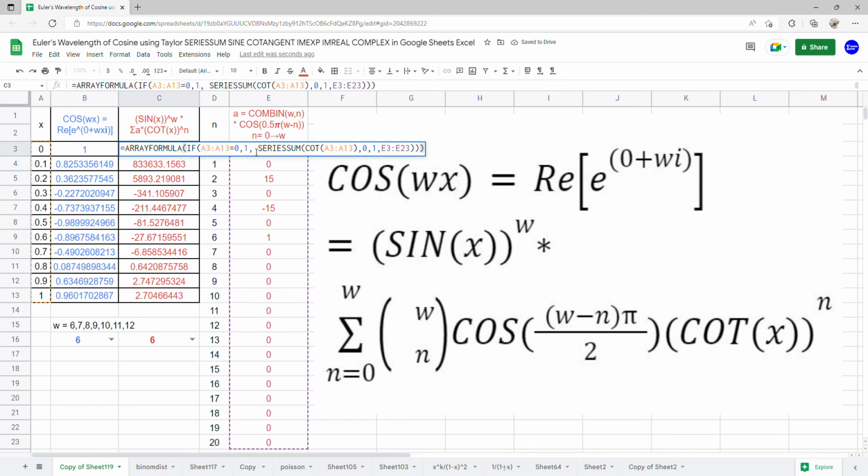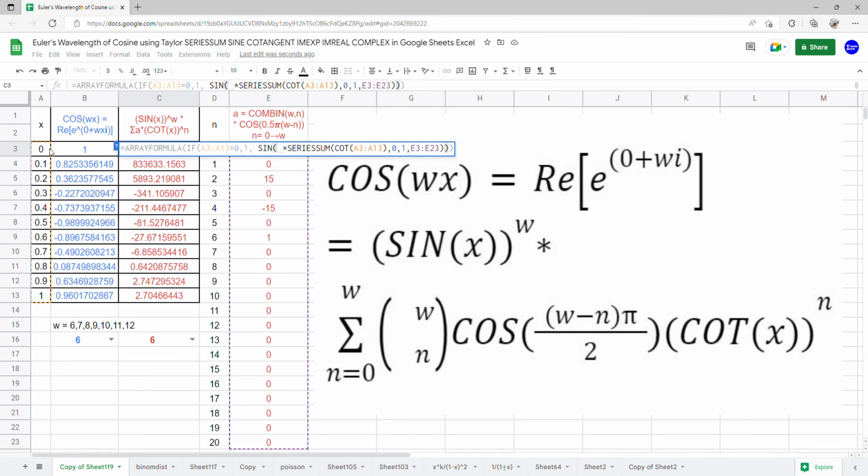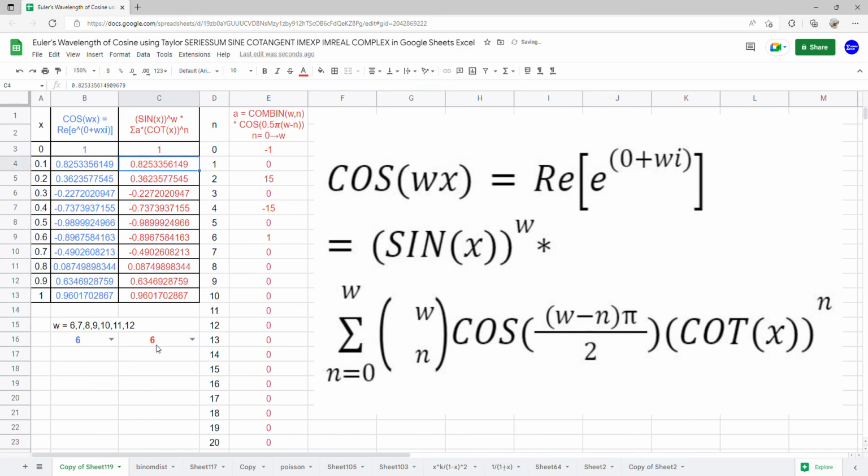Now we continue. We multiply this by sine x raised to the power W. So this is multiplied. Sine of x raised to the power W. And now they're the same.